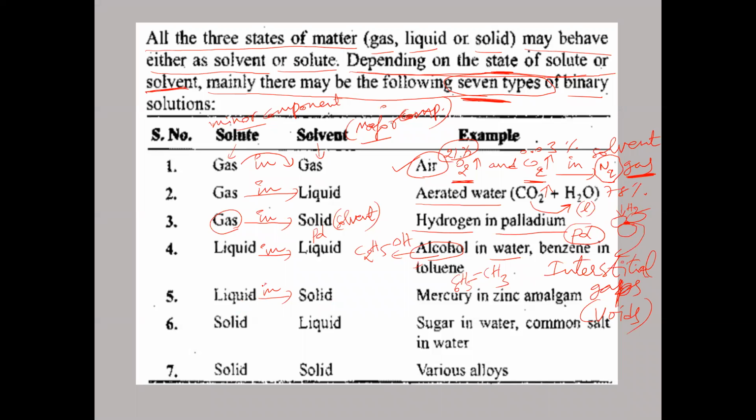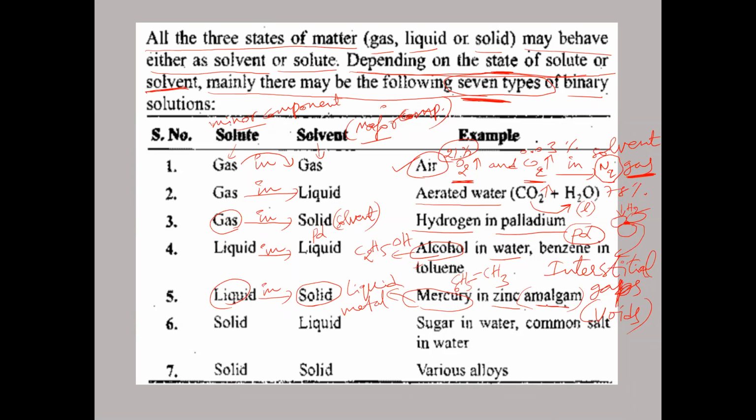Example what now? Sorry, liquid in solid. Liquid in solid type of solution. Example: mercury, liquid. Liquid metal, mercury. This liquid metal is present in zinc. Okay. So liquid metal is present in zinc. This is called zinc amalgam.